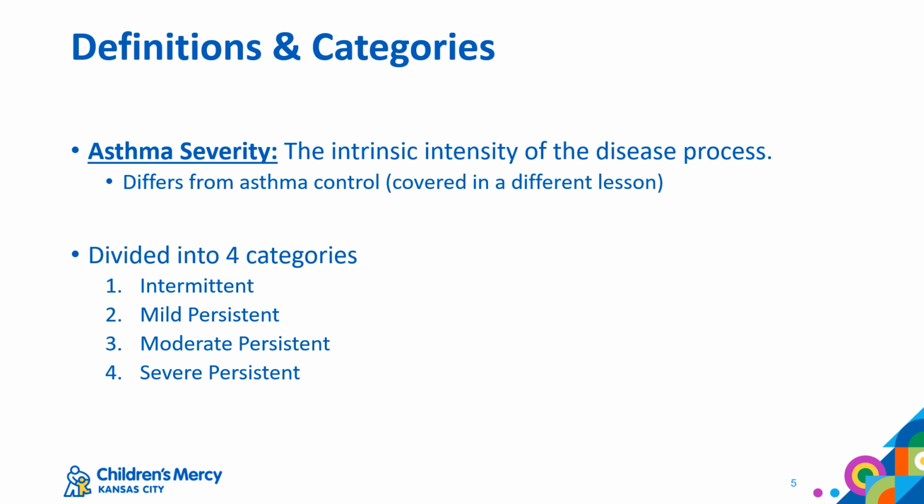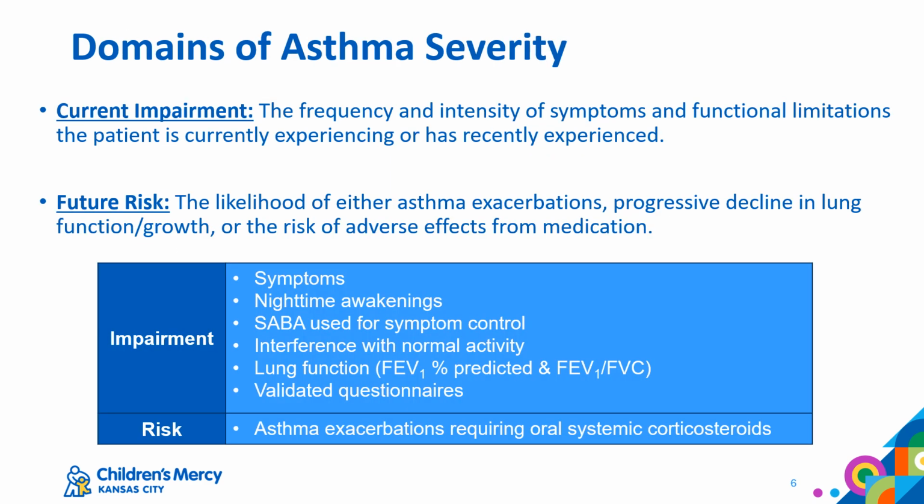Within the domain of asthma severity, there are 4 categories: intermittent, mild persistent, moderate persistent, and severe persistent. The 2 domains of asthma severity are current impairment and future risk. Current impairment refers to the frequency and intensity of symptoms and the functional limitations the patient is currently or has recently experienced. In the table below, you can see the 6 components of impairment.